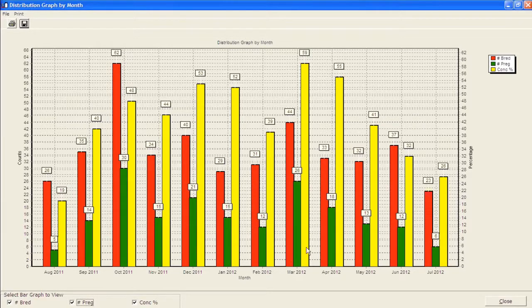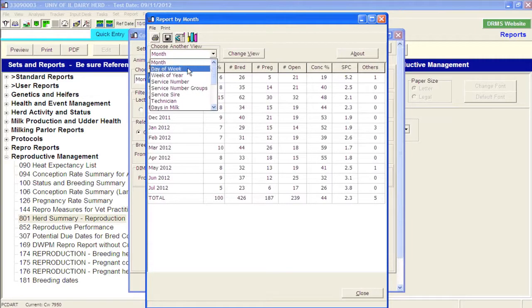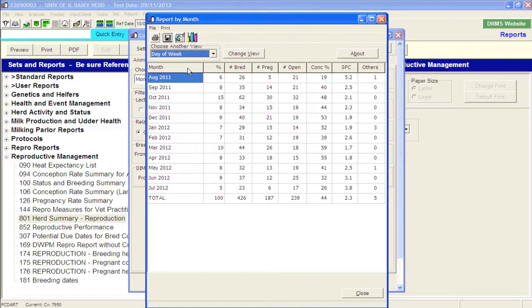If we go to our really good month here in March, 26 pregnancies out of 44 breedings, and we had almost 60%. So one really nice way to look at this information is breaking this down from a month-to-month standpoint and see how things progress. One thing I'll show you in this herd is if we look at breedings by day of the week, so we can change this view.